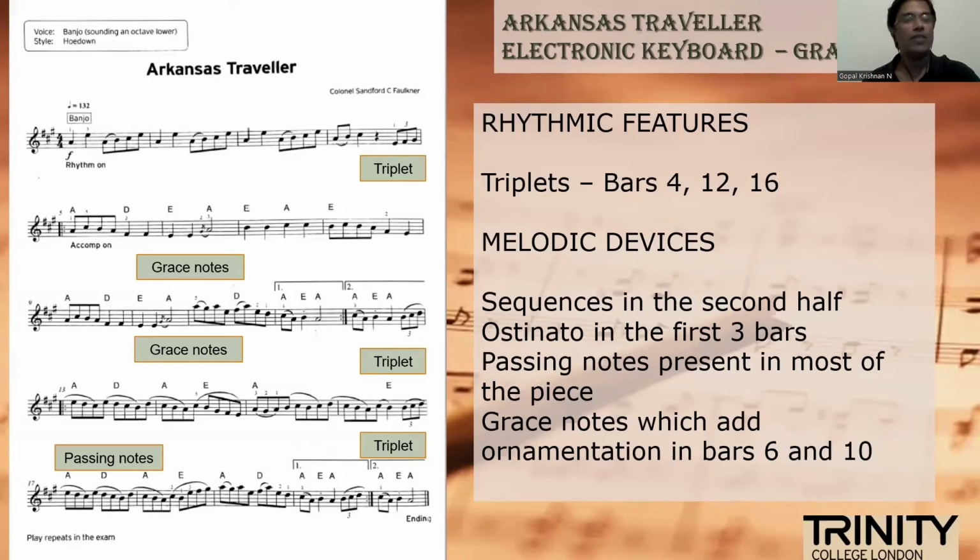We find the sequences in the second half, sequences wherein we have the same rhythm pattern with a different set of notes, as we can see in line number 4, a descending note pattern. And the very first 3 bars of the piece are a great example of the ostinato, the repeated note pattern, the notes A, E, and of course the ascending note pattern as we see there.